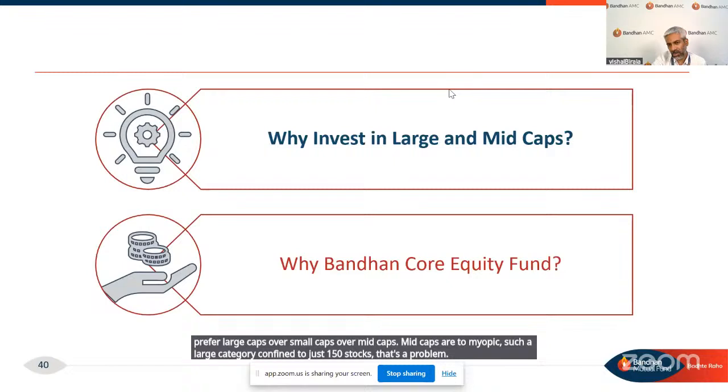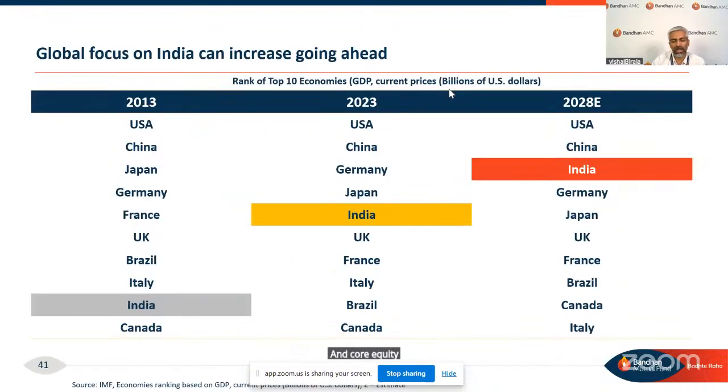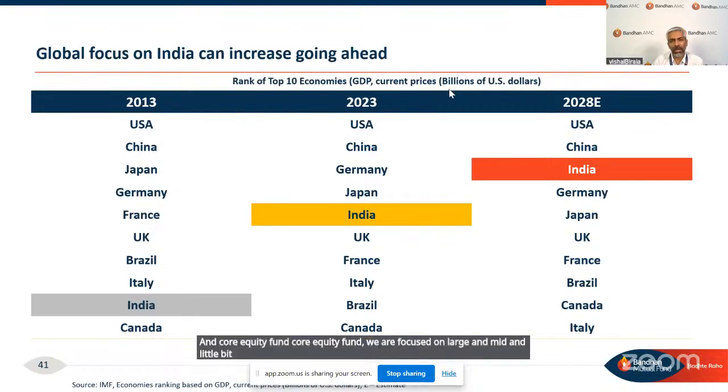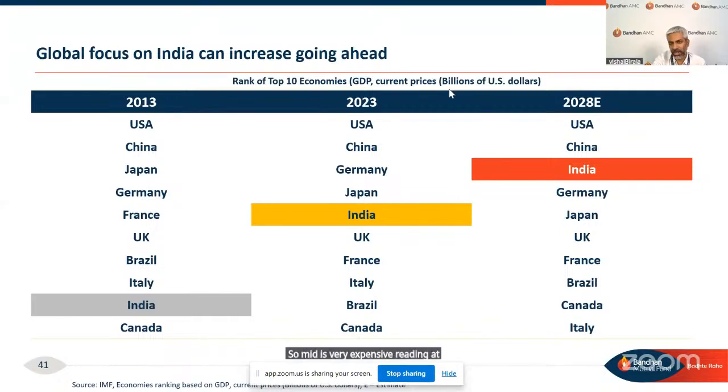And in the core equity fund, we are focused on large and mid and a little bit of small, but we try to allocate more for large and small and slightly less in mid. So mid is very expensive, trading at 28 times FY26 earnings, whereas small cap is still okay at 20 times, and similar to Nifty at about 19.5 times.